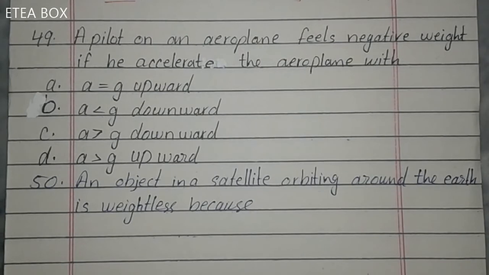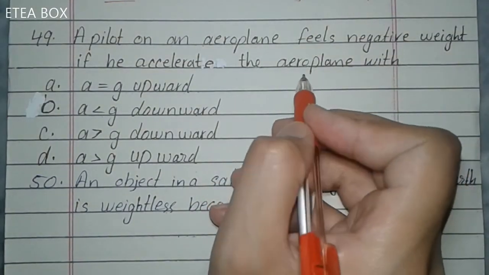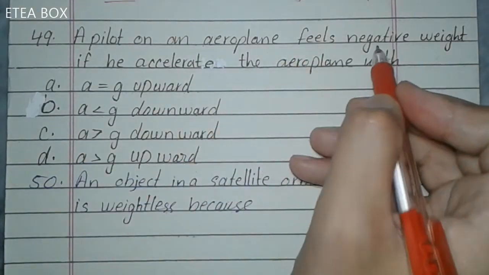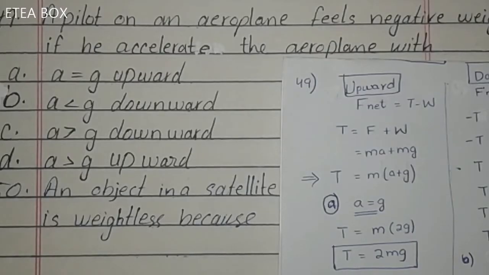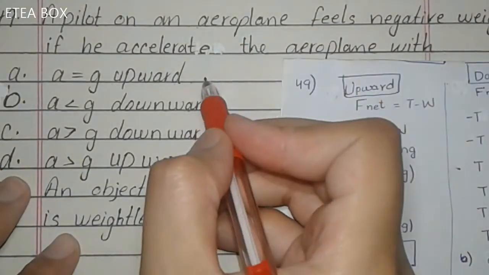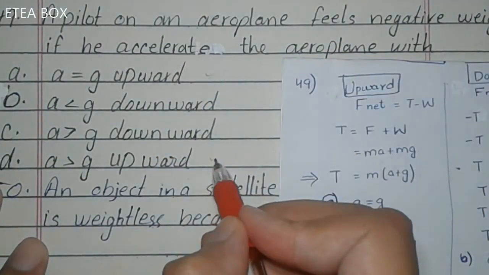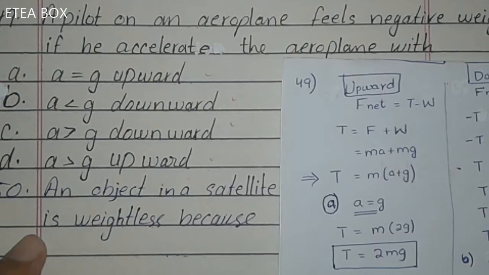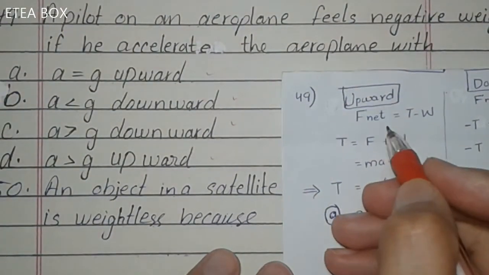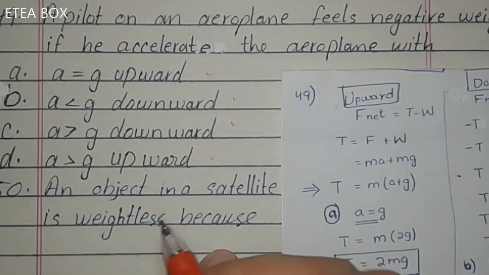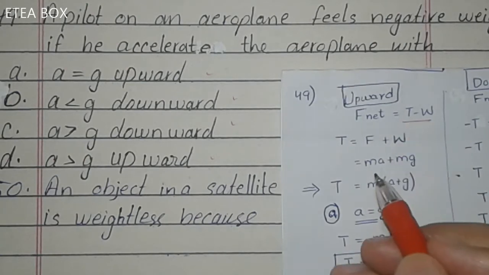Next one. A pilot on an airplane feels negative weight if he accelerates the airplane with... The cases are given here in which the pilot will feel negative weight. Let's find this. In the options, first we find the upward and then the downward cases. Look, A and D are for upward and B and C are for downward. Now in which case will the pilot feel negative weight? For upward, we use F net is equal to tension minus weight, because in upward motion tension is greater than weight, so we write the expression like this.